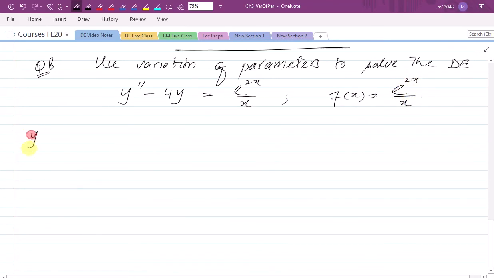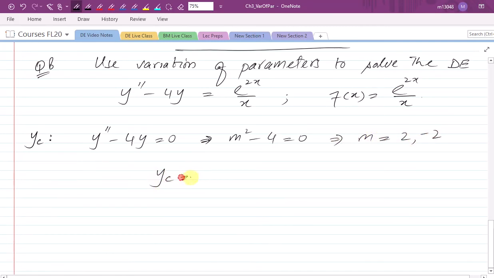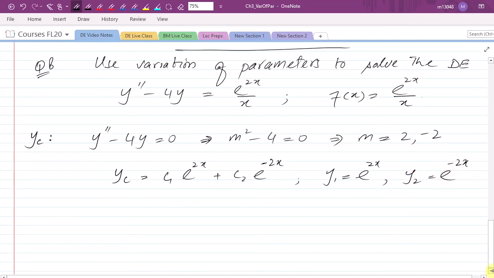First of all, we find yc, and for yc we put this equal to 0: m square minus 4 equals 0, m equals 2 and minus 2, and yc equals c1 e raised power 2x, c2 e raised power minus 2x. That also tells us that our y1 is e raised power 2x and y2 is e raised power minus 2x.